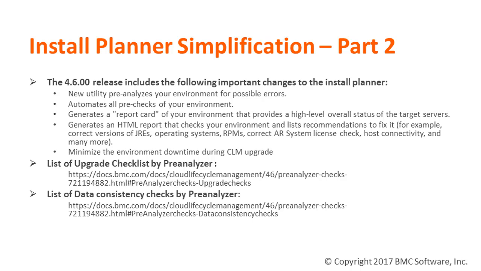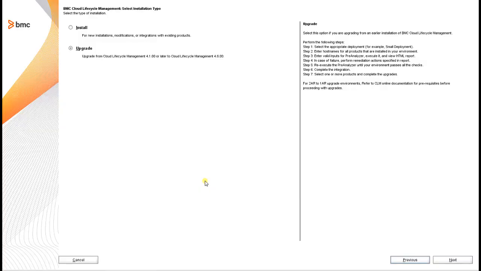And it will also give a recommendation of what needs to be done before your production upgrade or data migration. Please refer to this slide of the documentation link for the upgrade checklist as well as the data consistency checklist used by the pre-analyzer tool. Let me show you in a demo environment. Here I have my environment that I'm going to upgrade from the CLM 4100 release to the 4600 release.